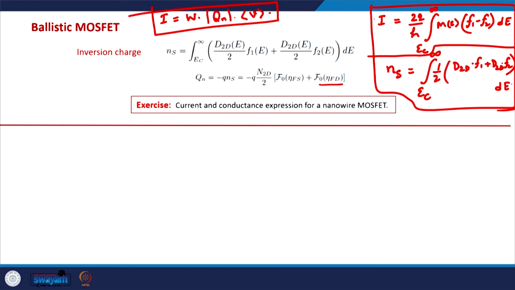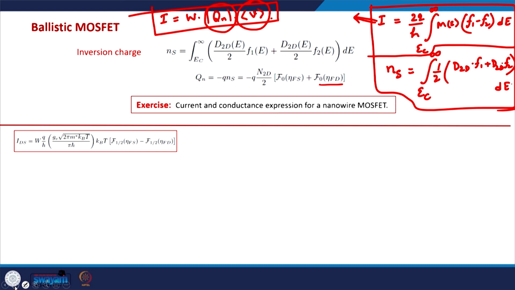So, if we try to reformulate this current expression in this form, that will give us better understanding of how much channel charge is there and what is the average velocity of the electrons in the MOSFET at the top of the barrier. Okay. So, that is what we do. We have this general expression of the current. It has a constant factor times Fermi-Dirac integrals of order half, and this is the expression for the charge.